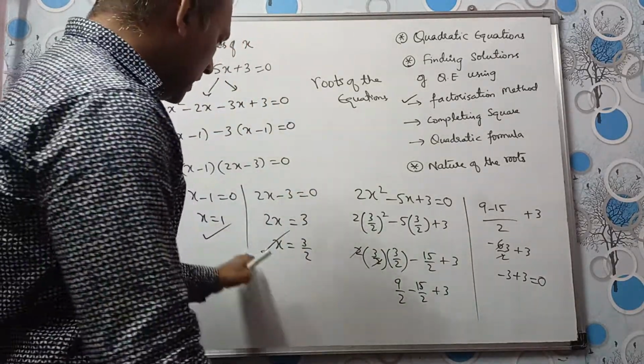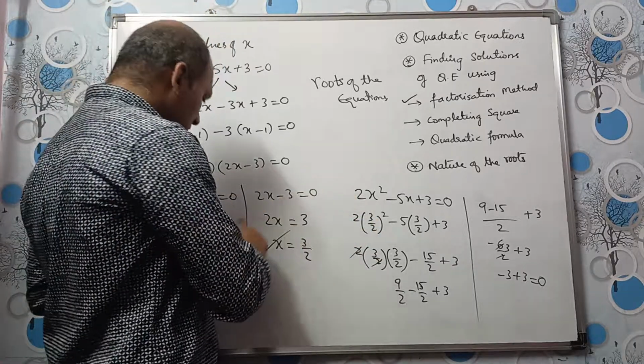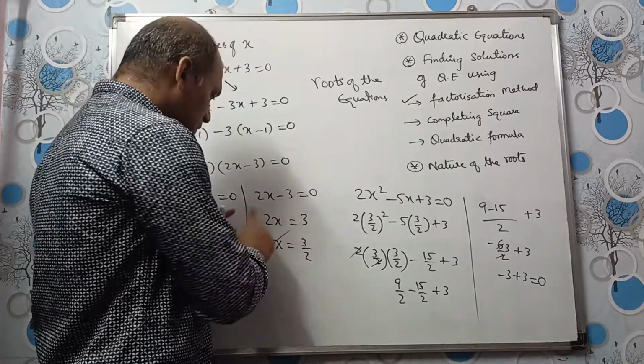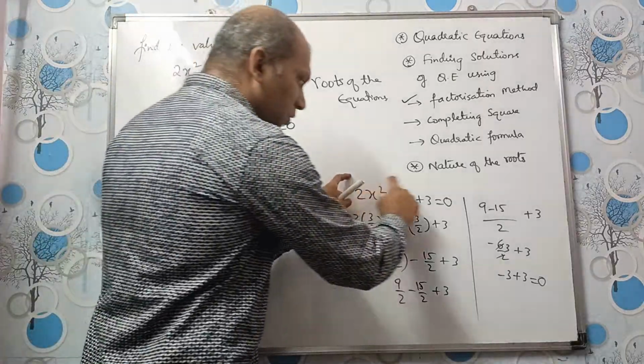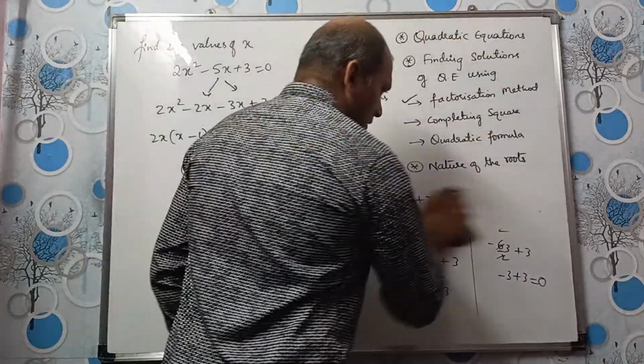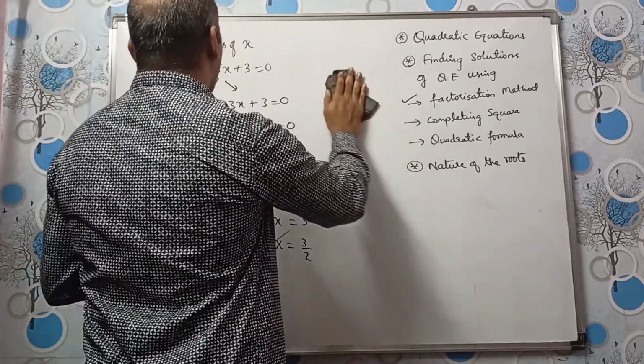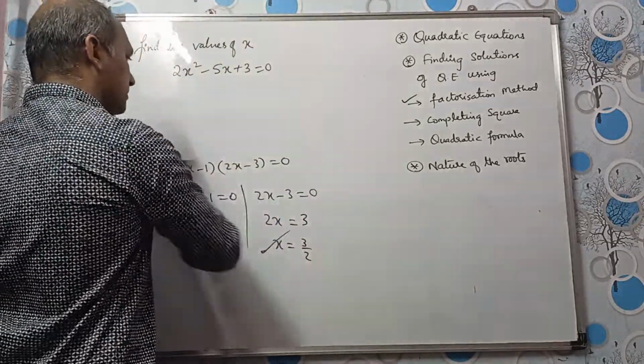Okay. I hope this is clear. This is how we can check. And what are 1 and 3 by 2 called as? 1 and 3 by 2 are called as roots of this equation. Okay, alright. This was factorization method.